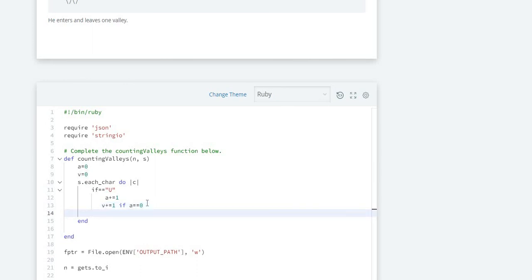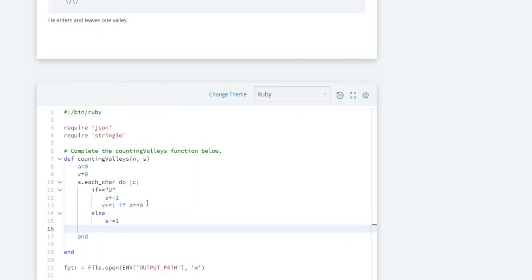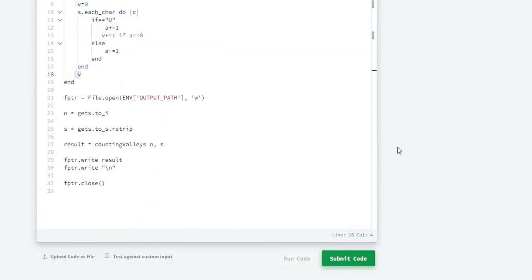If our char is not equal to U, this means that it is a D. In this case, we will decrement our altitude counter like this, and we will finish our statement. When we finish iterating over each char of the string, we will return our valley counter. Let's run our code and check if it is working.